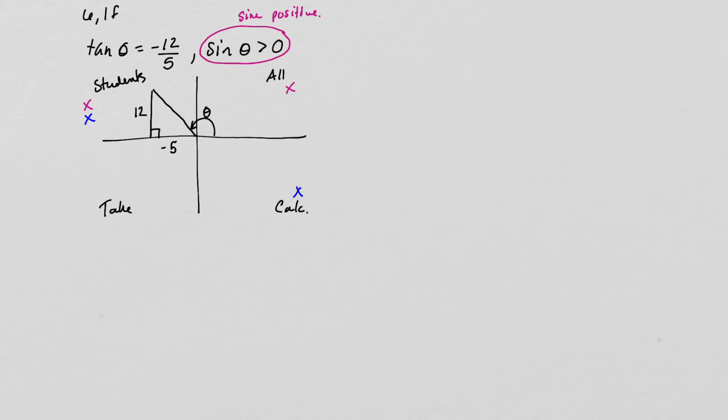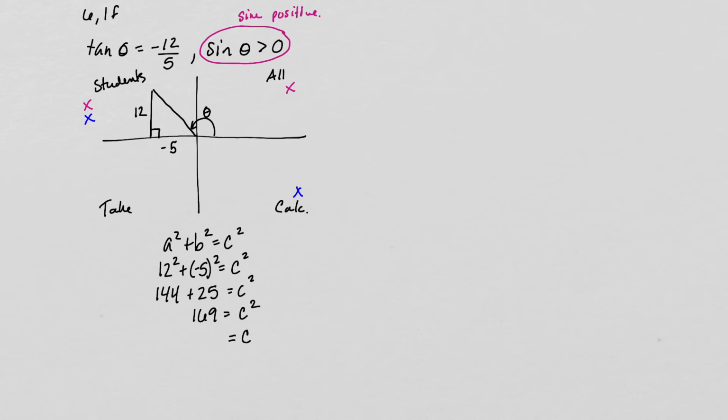So now I just need to use the Pythagorean theorem to find the hypotenuse. So a squared plus b squared equals c squared. So 12 squared plus negative 5 squared equals c squared. So 144 plus 25 equals c squared. So 169 is equal to c squared. So if I take the square root, c is going to be equal to plus or minus the square root of 169. So c is going to be plus or minus 13. And because we're talking about the hypotenuse, we always have our hypotenuse be positive. So in this case, this measurement here is going to be 13. So now I have all the sides.